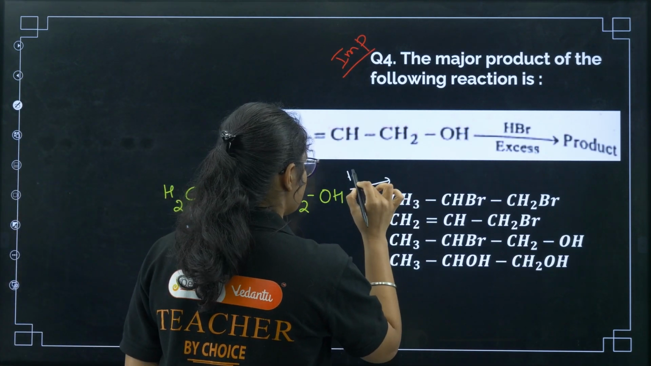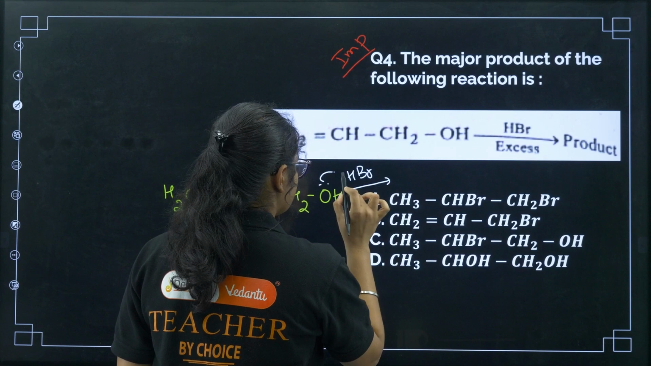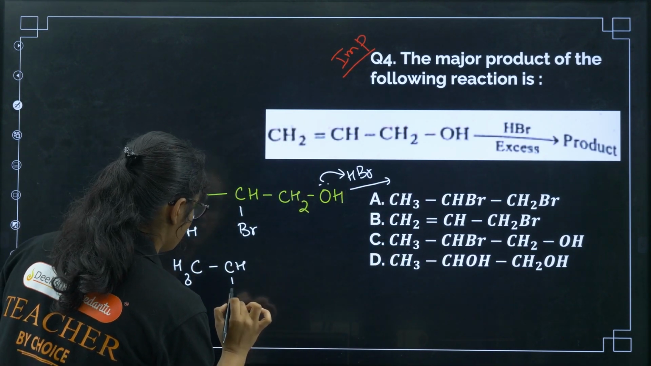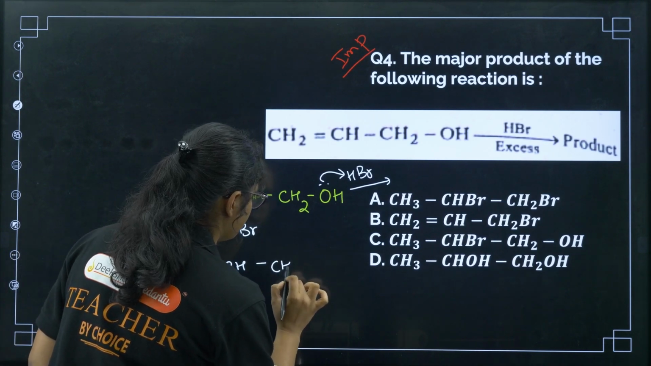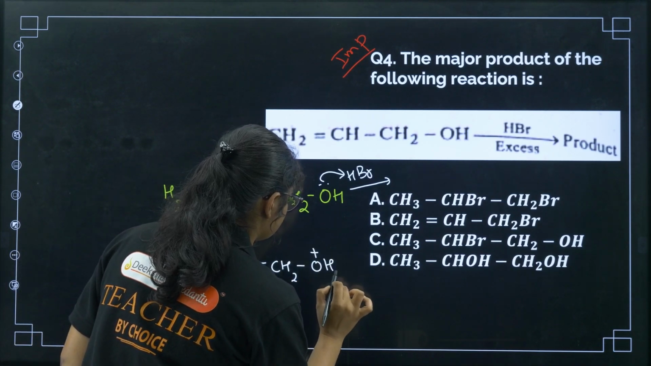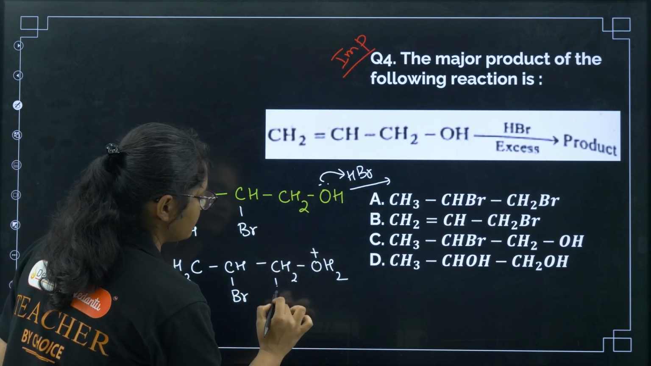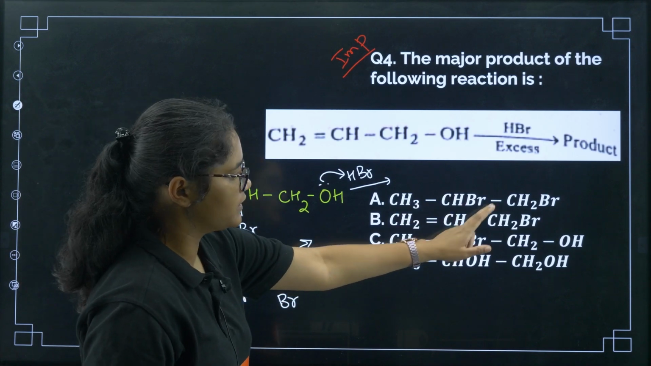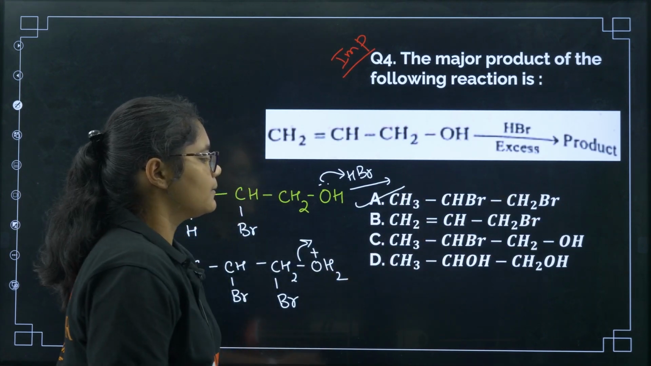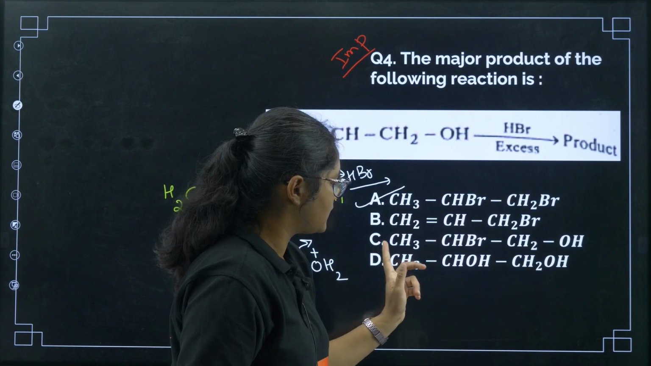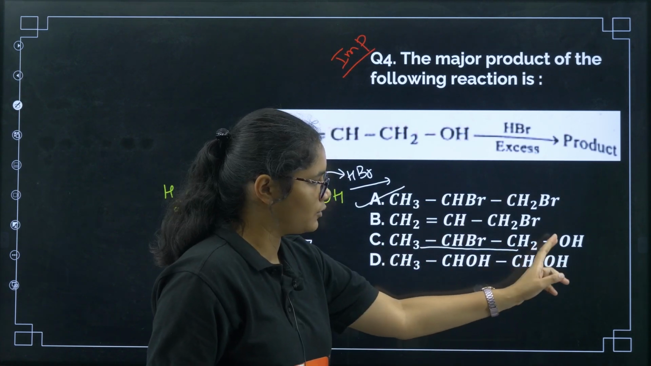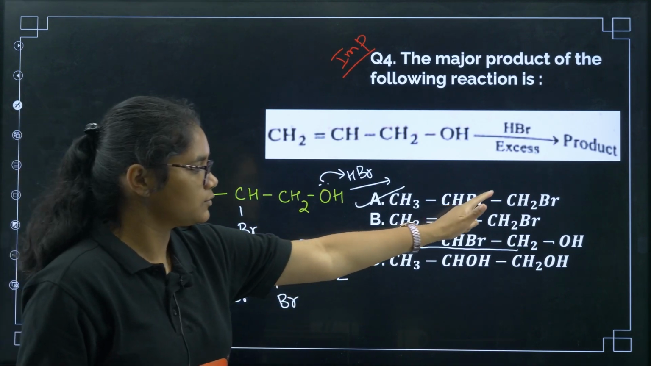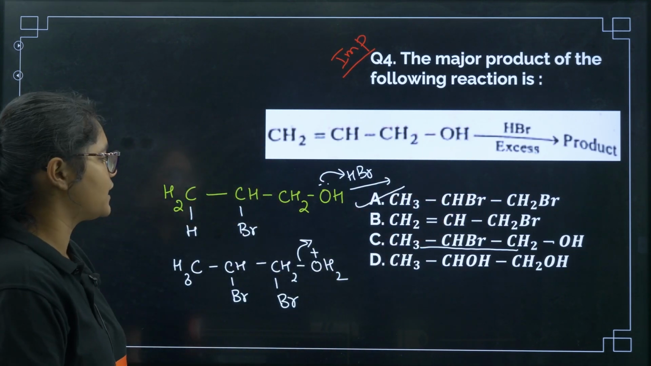This HBr is there, it will take this one, so I will get CH3 CHBr CH2 O plus H2. First it gets protonated and then this Br will attack here, and this one will go. So I will get CH3 CHBr CH2Br, option A. Many of you might mark option C as the correct answer, because you do not think that HBr is present in excess, so that will also remove this OH group. A will be the correct answer.